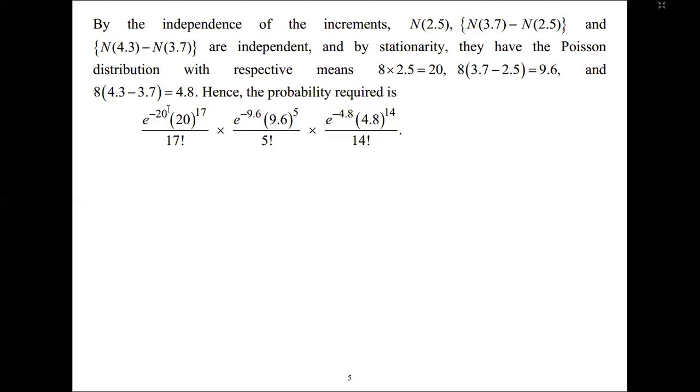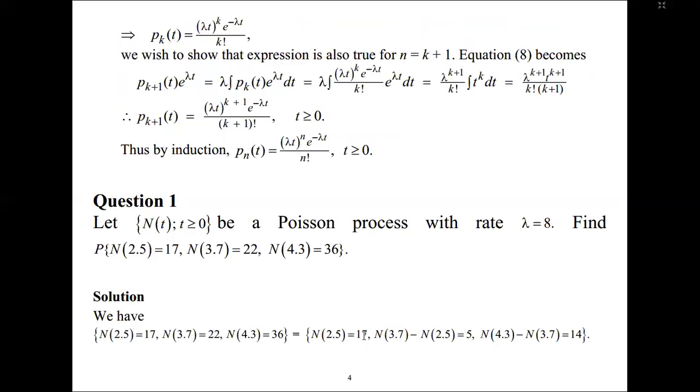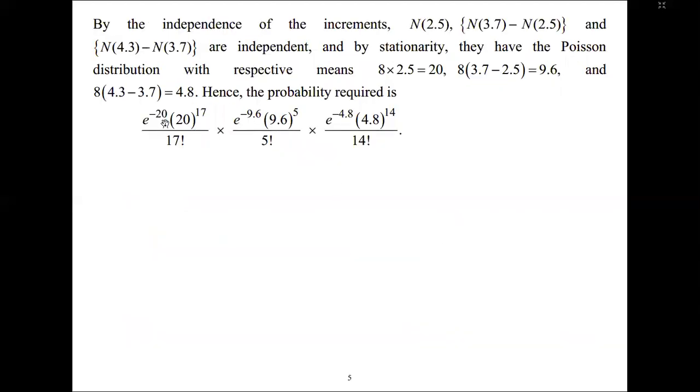So the required probability will be the Poisson distribution, e to the power of minus lambda, then lambda raised to the power n over n factorial. For the first one, n is equal to 17. The second one, n is equal to 5. And the third one, n is equal to 14.